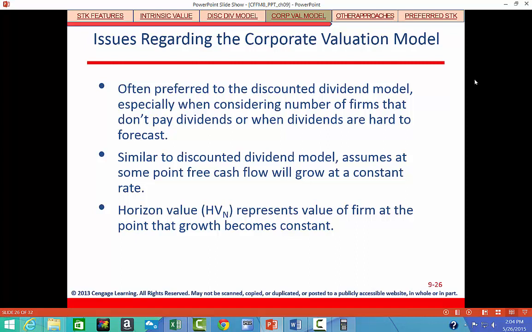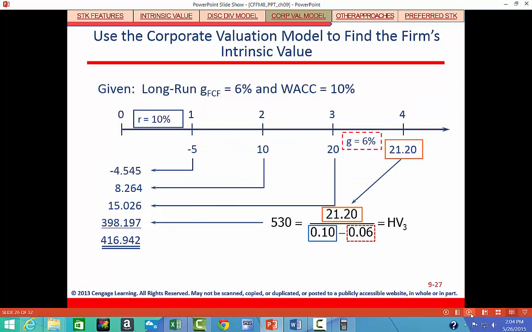And then we'll also assume, just like we did before, that there's a certain point where the free cash flows will grow at a constant rate. And that horizon value is the point where we were switching from the supernormal growth rate to the constant growth rate. The horizon value represents the value of all of the free cash flows after the point where it becomes a constant growth rate future cash flow stream.